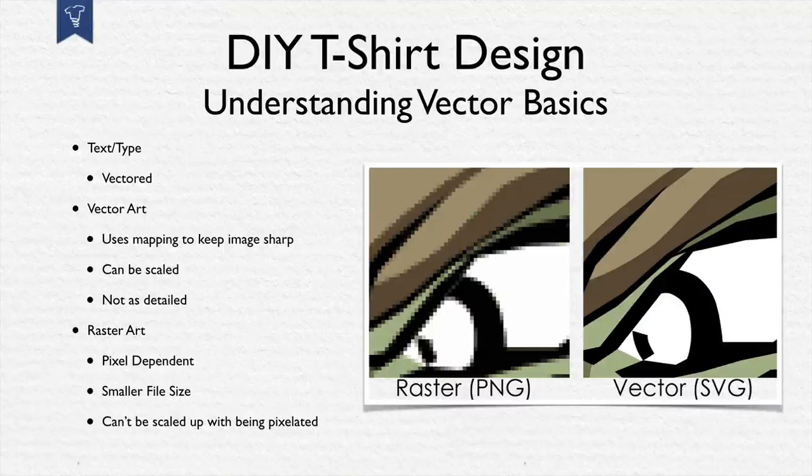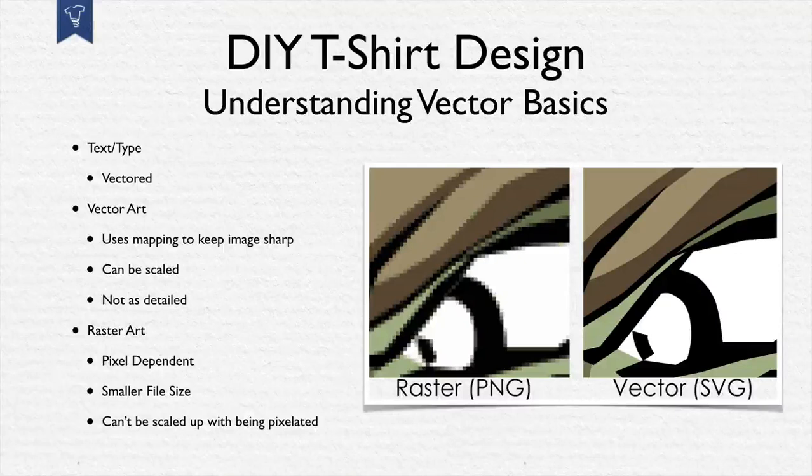A raster image is pixel dependent and it's locked in size. Once you create an image that's, let's say, 600 by 800 pixels, it's locked into that. Images can always be scaled down, but you can't scale that image up without it looking like the pixelated image here on the left-hand side of the screen. Raster art is always going to be a smaller file size. It's locked down and pixel dependent, so it's not going to be anywhere near as large.